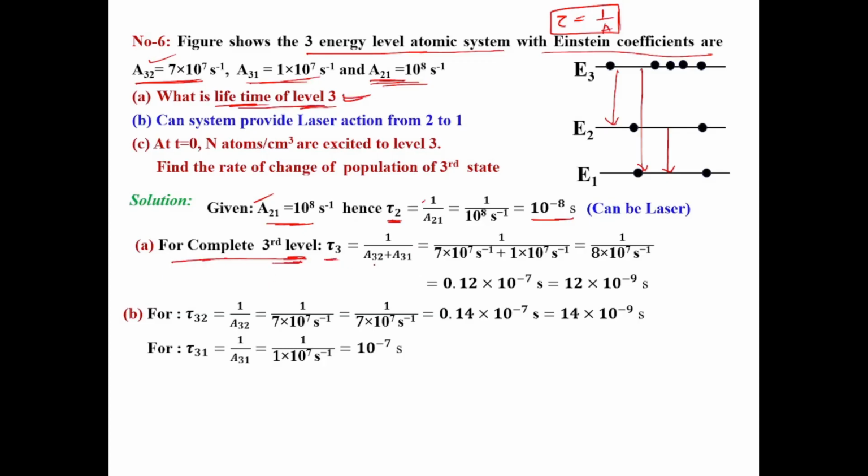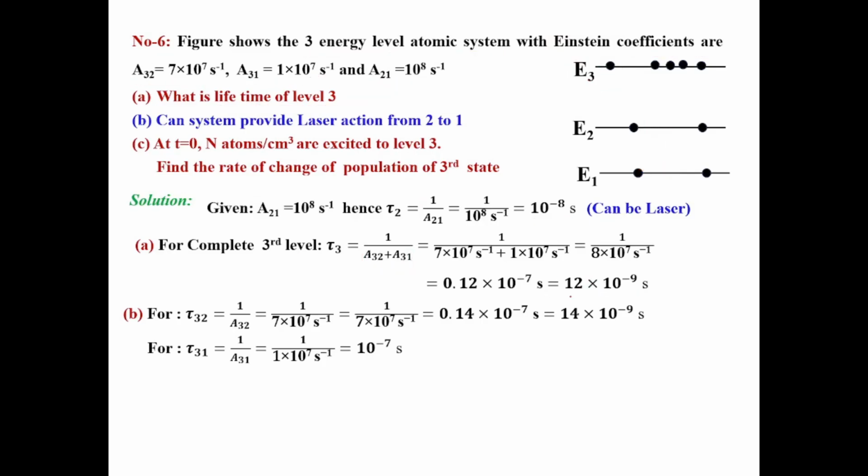Tau 3 will be 1 by A32 plus A31, because we have two transitions from level 3. One is from 3 to 2, one is from 3 to 1. So the corresponding coefficients are A32 and A31. So 1 by the sum of these two terms, we can get this value. So the lifetime of E3 is equal to how much? We found 12 into 10 to the minus 9 second.